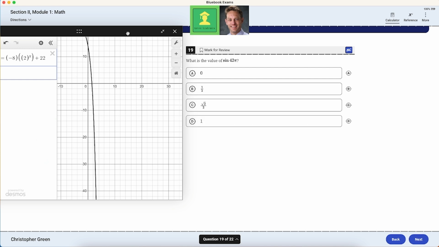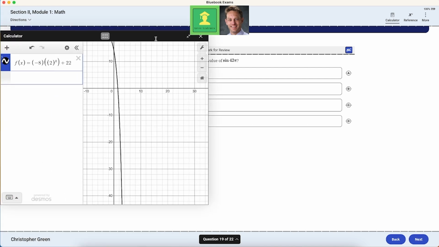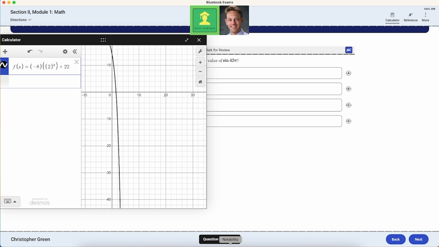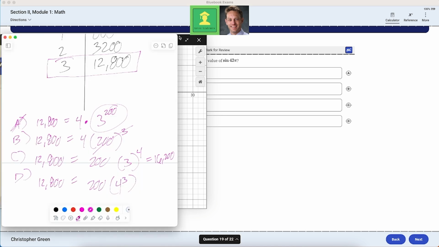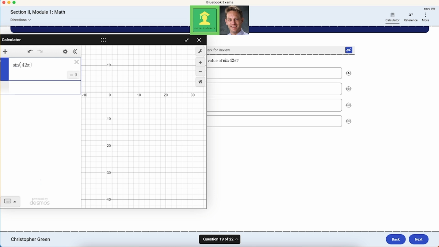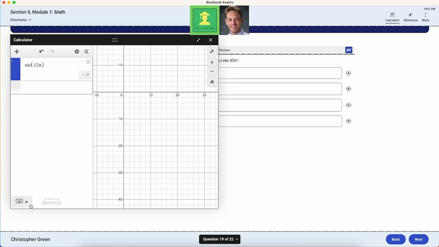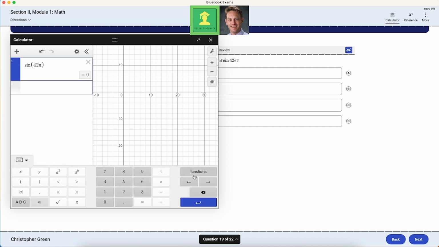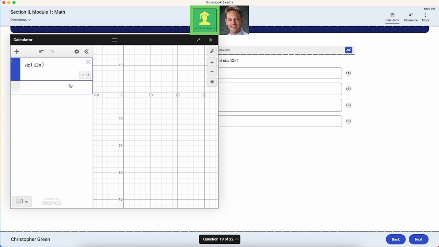What is the value of sine of 42 pi? Okay, so now you're in the realm of trigonometry. Now, I believe you could simply put this into Desmos. Just have to understand how to put it into the calculator correctly. The answer is 0.